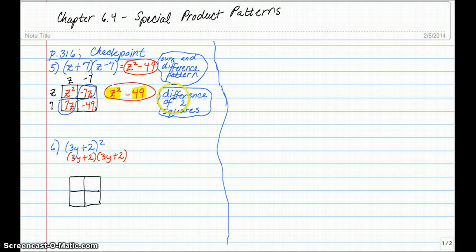Difference of two squares is what you'll be given in Chapter 5.5, and you'll factor it, and you'll end up with z plus 7 times z minus 7.